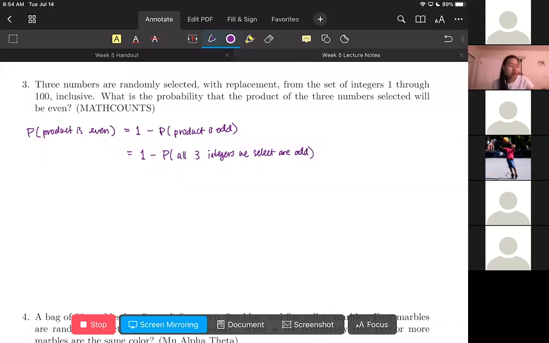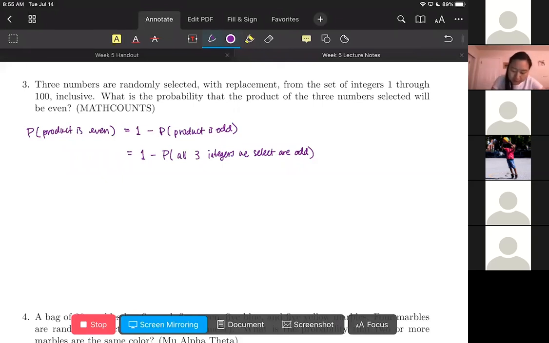And so how do we calculate the probability that we select three odd integers? Well, if we were to divide the 100 into odd and even numbers, we would know that there are 50 odd numbers. And since there are 50 odd numbers, if we were to multiply, it'd be 50 times 50 times 50. So there's 50 cubed options.